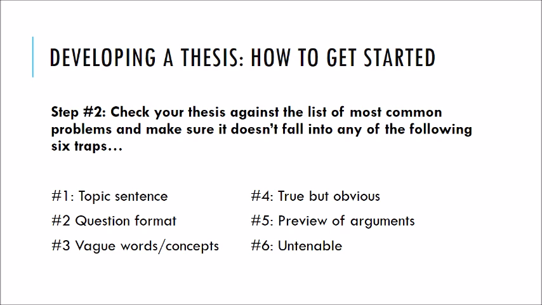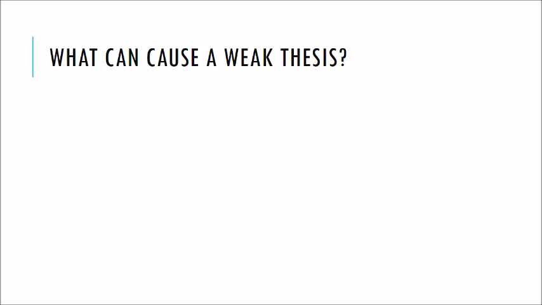Those issues are listed here: the topic sentence, the question format, having vague words or concepts, being true but obvious, being a preview of arguments, or being untenable. That means can't be proven with the evidence in the text. Now I'm going to look at each one of these in some closer detail.